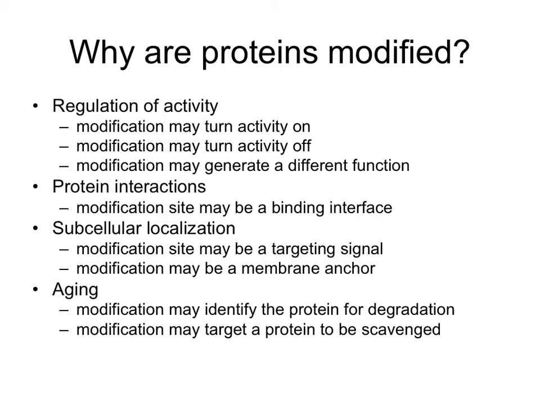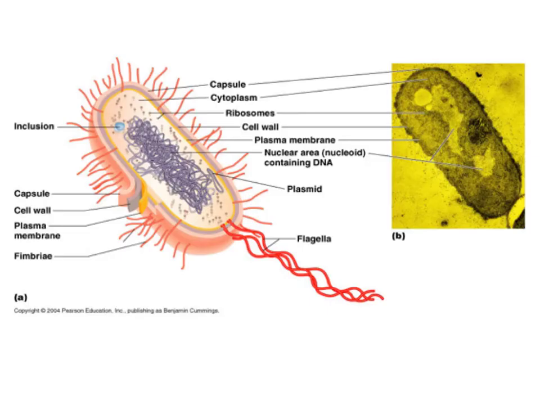In this lecture, we'll be talking about protein post-translational modification. So why are proteins modified? Well, you can regulate activity. A modification can turn an activity on or turn it off, or it can generate a different function. Also, for protein interactions, a modification site can be a binding interface. For subcellular localization, a modification site may be a targeting signal or a membrane anchor. And then a modification can identify proteins for degradation or target a protein to be secreted.